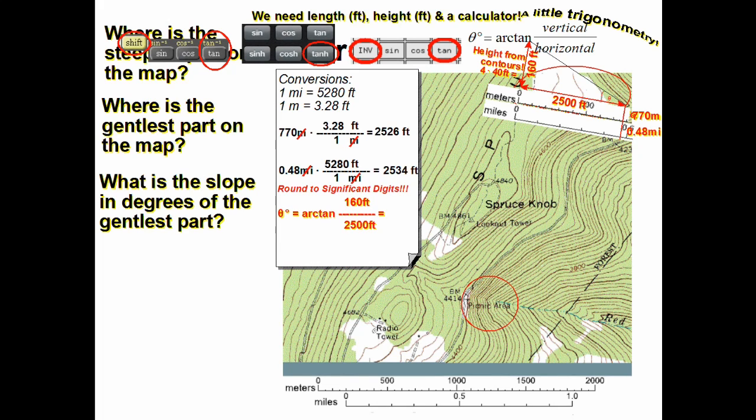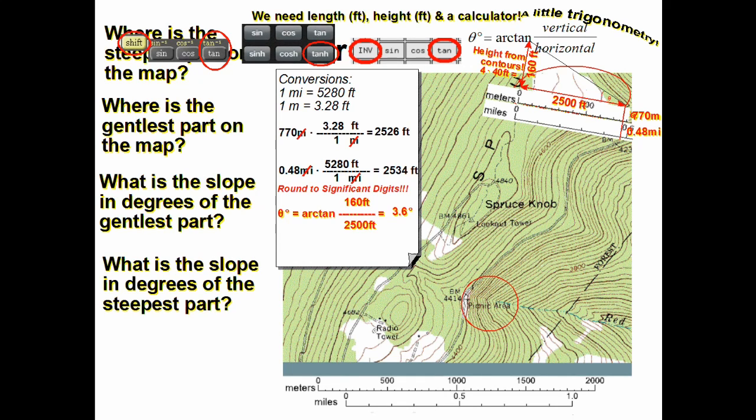However, in our calculations here, the arctangent of the ratio of 160 feet over 2,500 feet will give you a very small angle of 3.6 degrees, which is true to our 2 significant digits. 2 significant digits in 160 and 2 significant digits in 2,500. A very, very gentle angle.